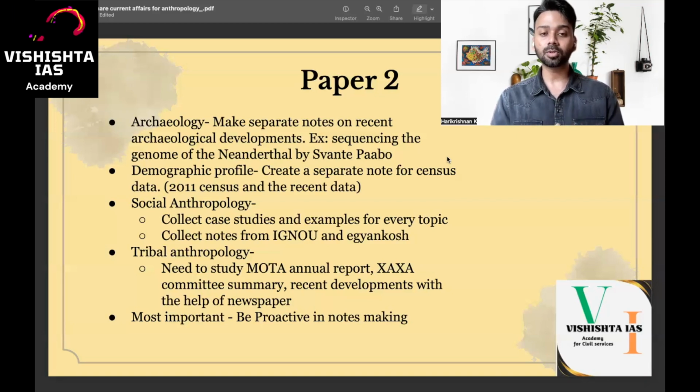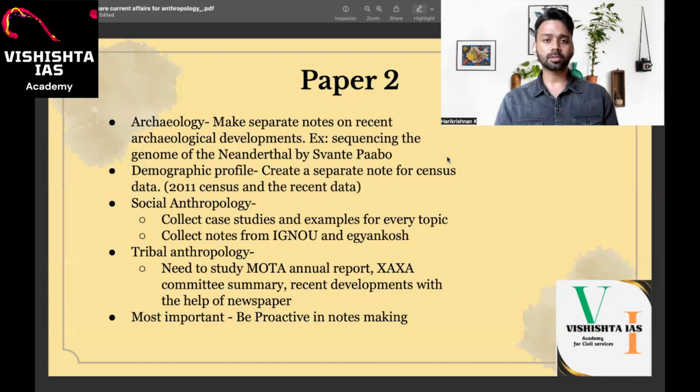You will have to make notes so that in the future, in 2024 or 2025, if there is a question about it, you will know about it. So that's how you make notes. For archaeology, what I would advise is make notes before going to the exam. Try to have notes about all the important recent archaeological events. Have a small note about it.